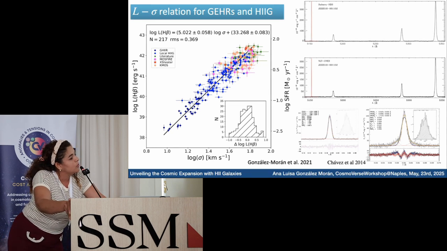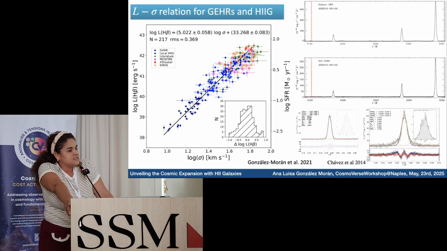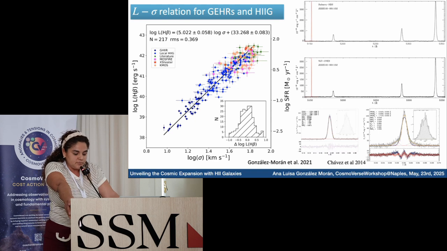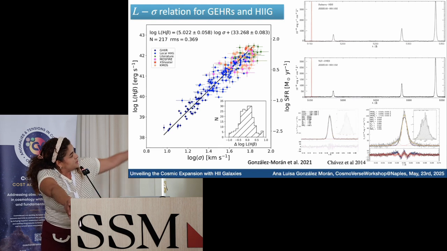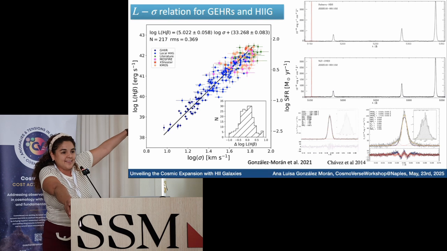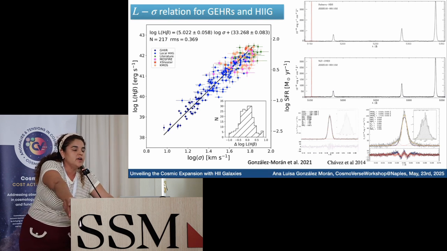Here I show you how the spectra of these targets look. This is a very high spectral resolution that we can observe in local H2 galaxies, for example, using Subaru. On the top panel we can see the oxygen lines and the H beta, and the line you can see in red is the profile of the instrumental resolution. So here we can see that we are resolving the emission lines.